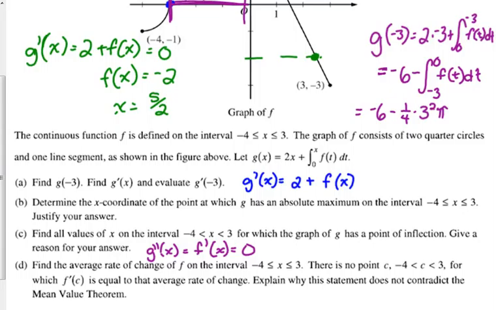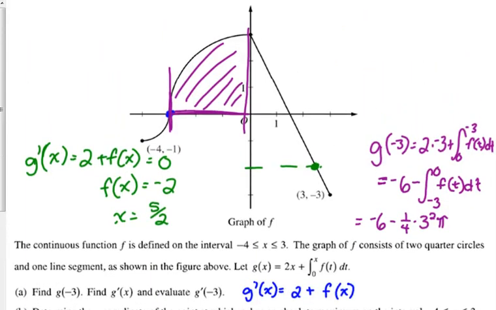The second part says there is no point c between negative 4 and 3 for which f prime of c is equal to that average rate of change. Explain why this statement does not contradict the mean value theorem. Here's where what Sydney was just talking about comes into play. It does not contradict the mean value theorem because, yes, this function is continuous on that interval, but there are two places where it's not differentiable.